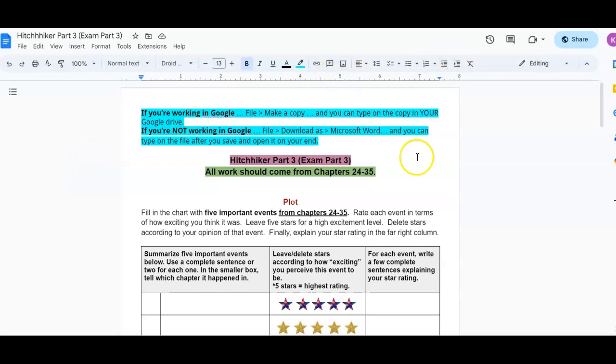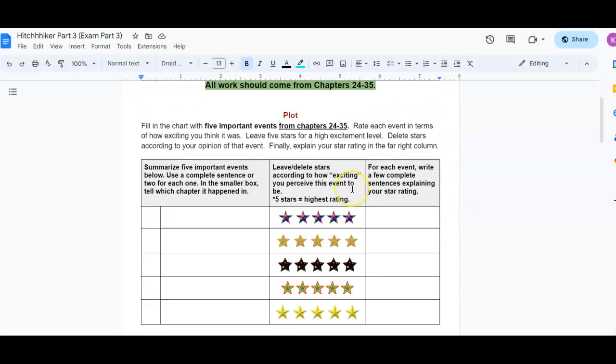This is your final written assignment for the semester, part 3 of your final exam. For this assignment, all work should come from chapters 24 through 35. All right, so we're going to explore the plot.